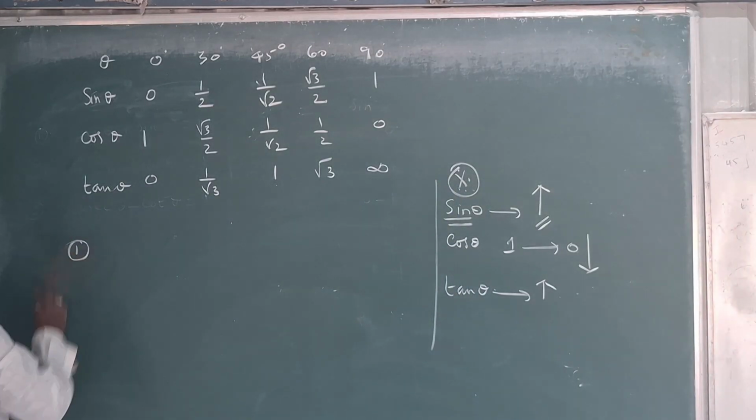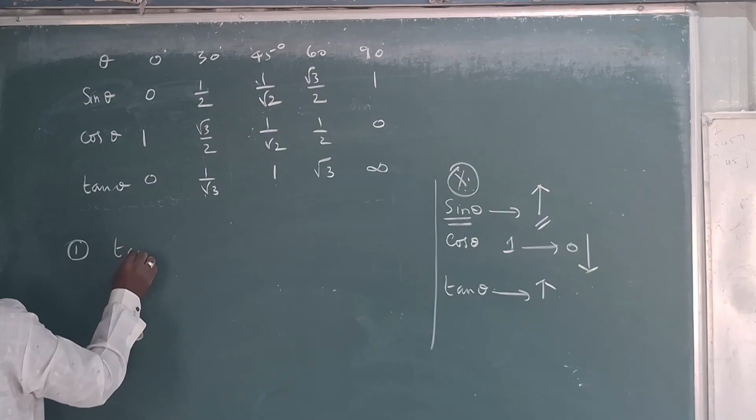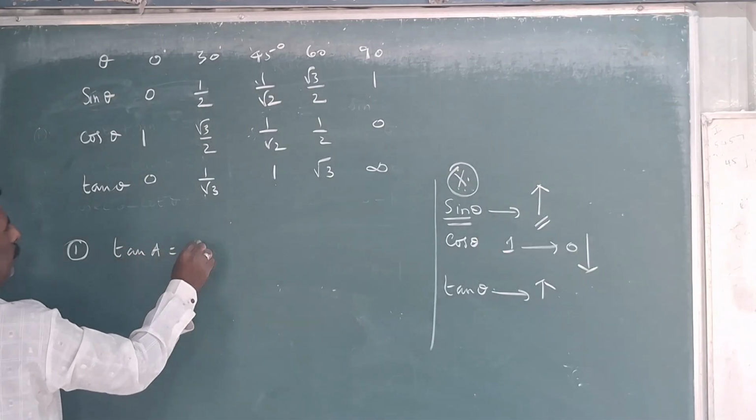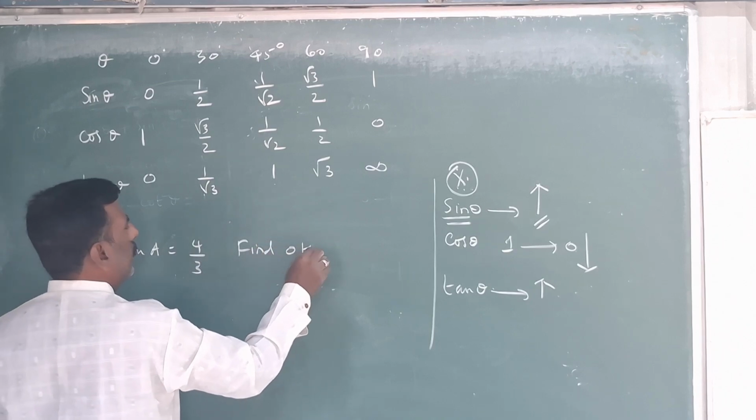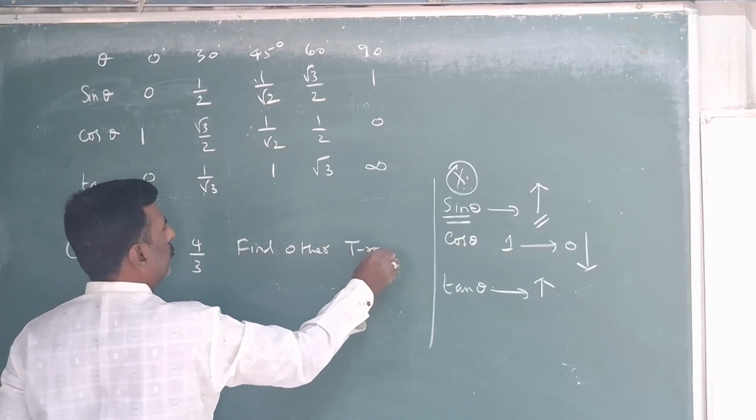Next, the first question: if tan A equal to 4 by 3, find the other trigonometric ratios.